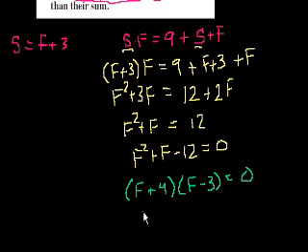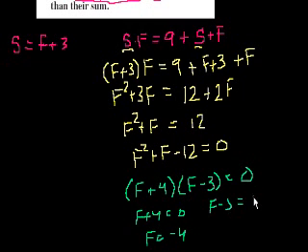So if F + 4 is equal to 0, that means that F could be equal to minus 4. If F - 3 is equal to 0, then that says that F could be 3. So F could be minus 4 or 3.